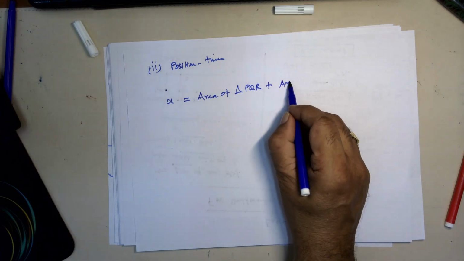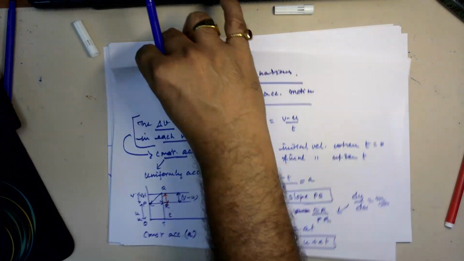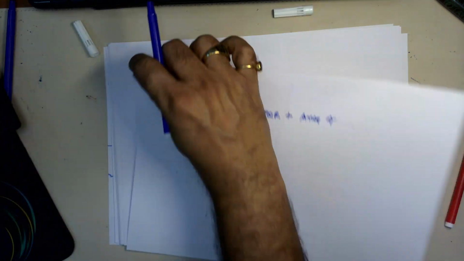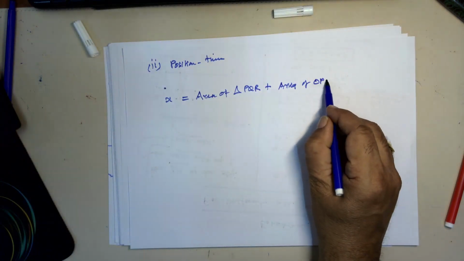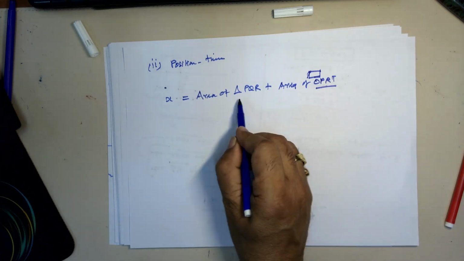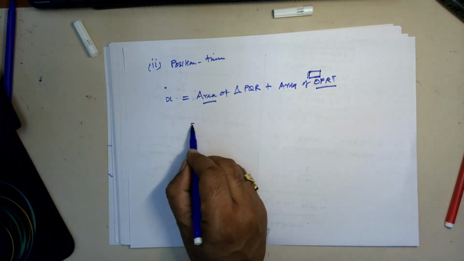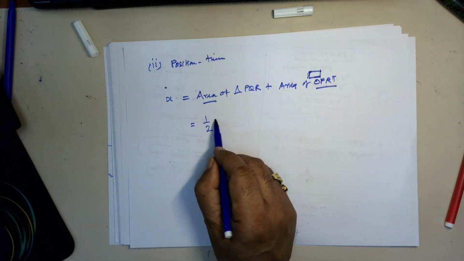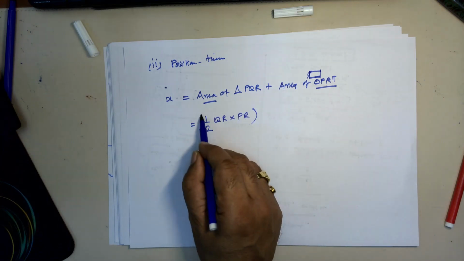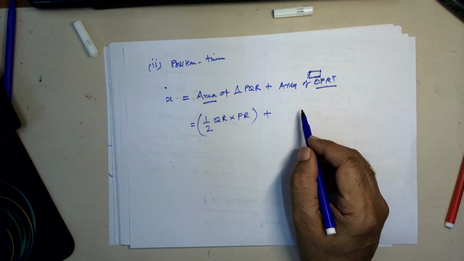Area of what? The rectangle. Can you identify the rectangle here? OPRT. That is the rectangle. So rectangle OPRT, right? Therefore, half base into height means half into QR into PR. Close the bracket. Plus, tell me, what is the area of OPRT?